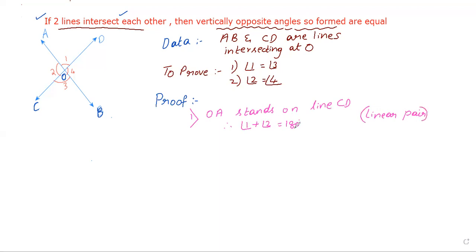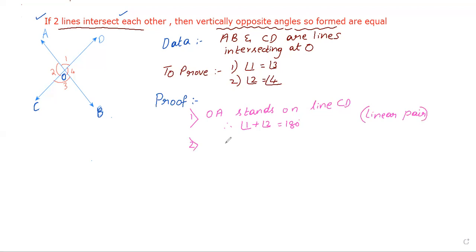Since 1 and 2 are going to be a linear pair, when a ray stands on a line, the two angles so formed are going to be supplementary. That means the sum of the two angles is going to be 180 degrees. Okay. Now let me come to the second one. What does the second one say?